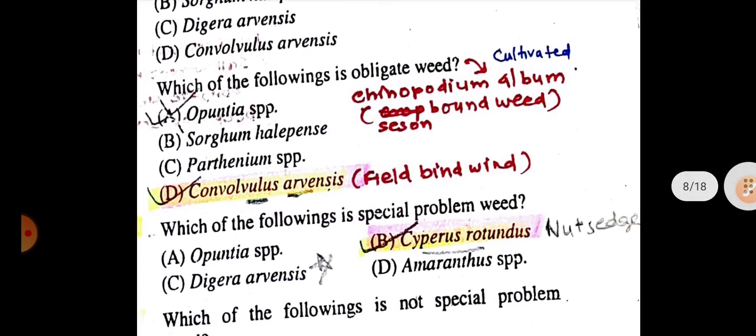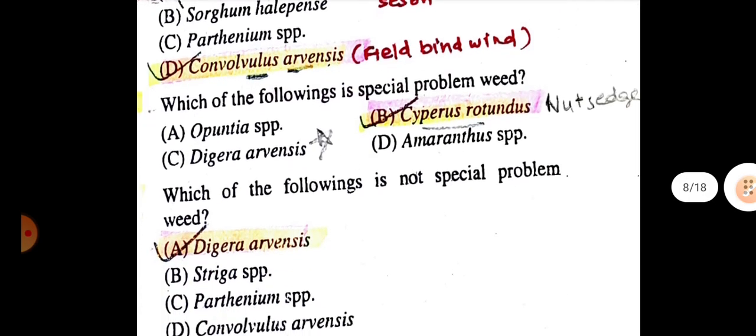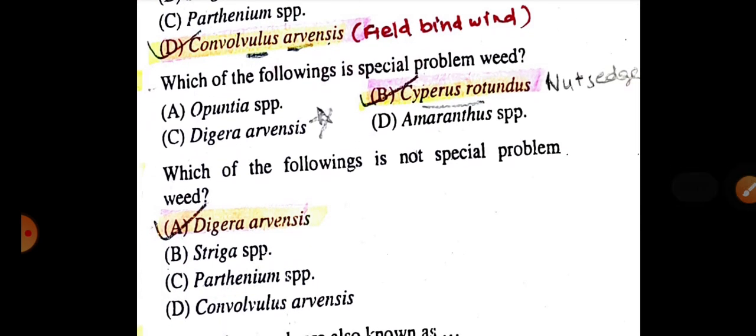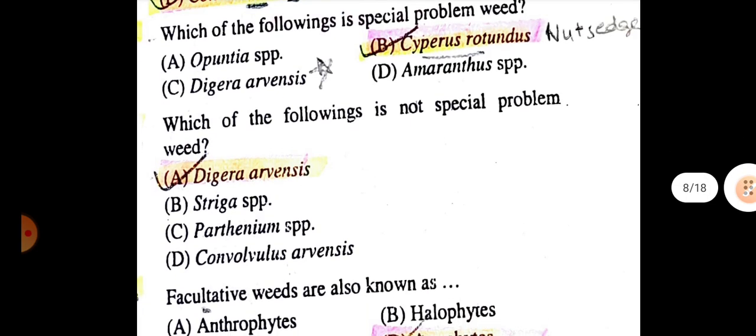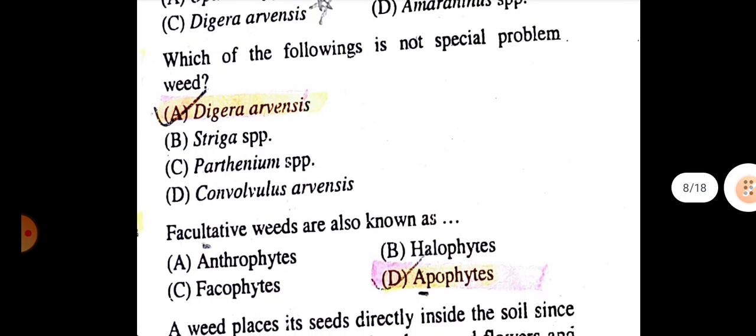Which of the following is an obligate weed, found in cultivated form only? Example, Chenopodium album, season bound weed, and Convolvulus arvensis, field bindweed. Which of the following is a special problem weed? Cyperus rotundus, which is known as nut sedge. Which of the following is not a special problem weed? Digera arvensis.